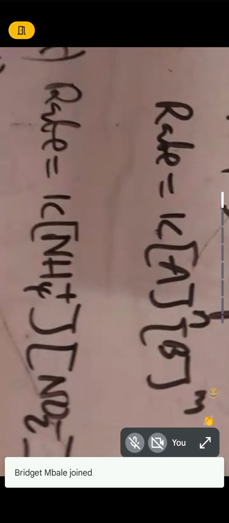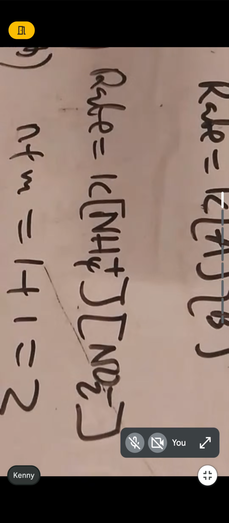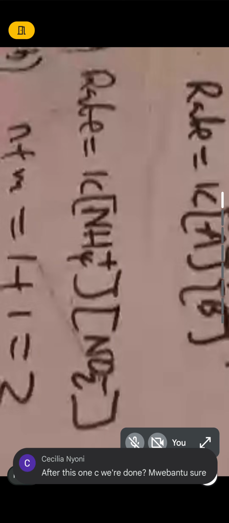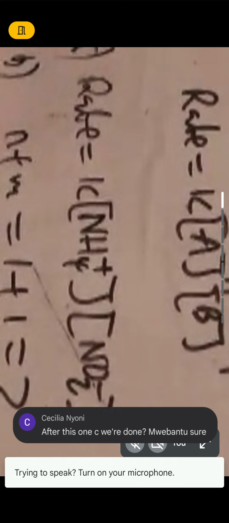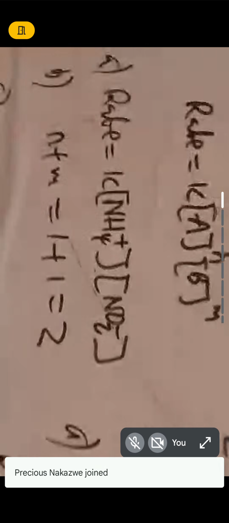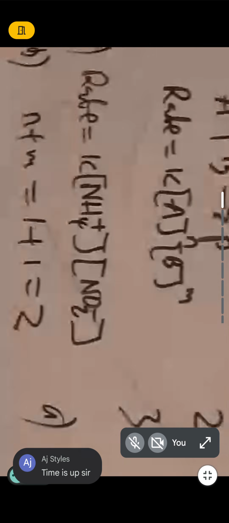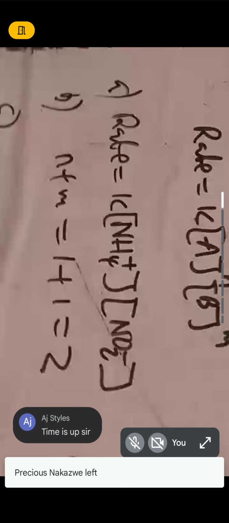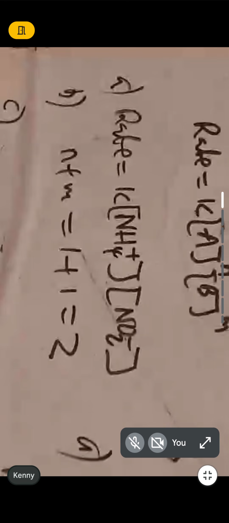Have you seen how we have calculated the rate law? Yes, sir. Time is up, so we can end here, then we'll continue from here again. We should not forget to write these things. Let's just finish. Now rate is equal to 8.